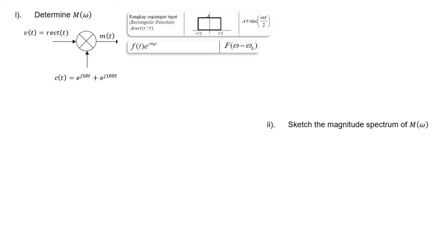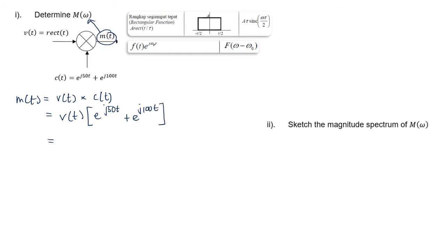So the first one, you need to determine M(omega). M(omega) is basically from m(t). So what is m(t)? m(t) equals v(t) multiplied with c(t), in which c(t) is e to the j50t plus e to the j100t.